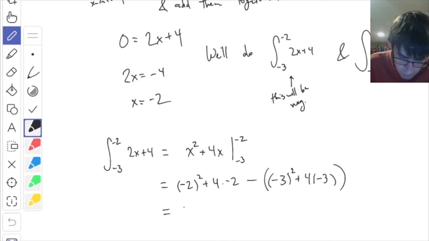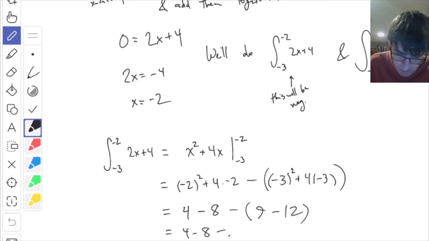All right, simplifying. 4 plus, this is negative 8, right? So it's 4 minus 8, and then minus, in the parentheses, 3 squared is 9, and then minus 12, right? What is that? 4 minus 8 minus 9 plus 12, which is 4 minus 8, negative 4, minus 9, negative 13, plus 12. Negative 1? I think it's negative 1.